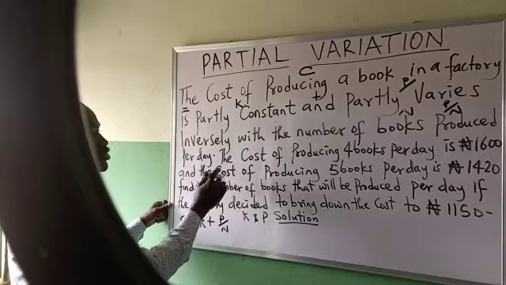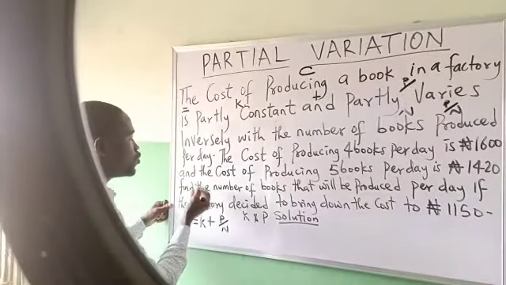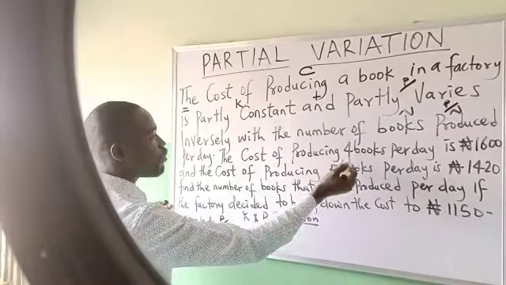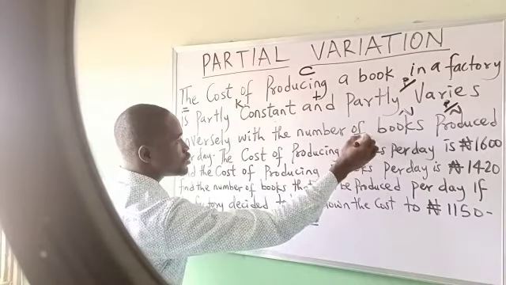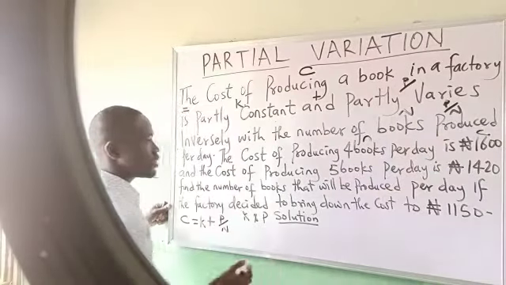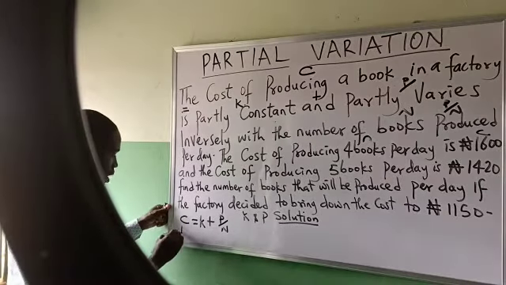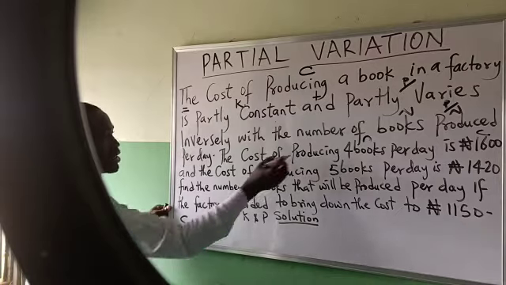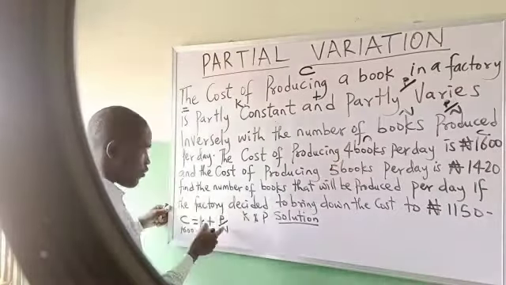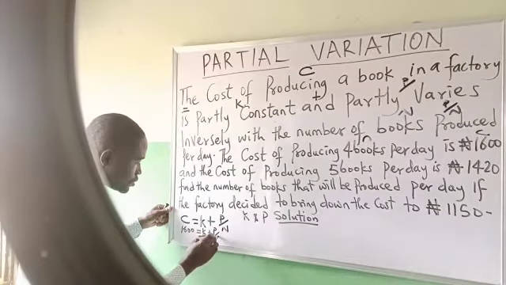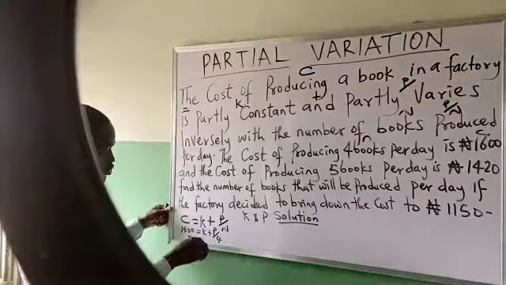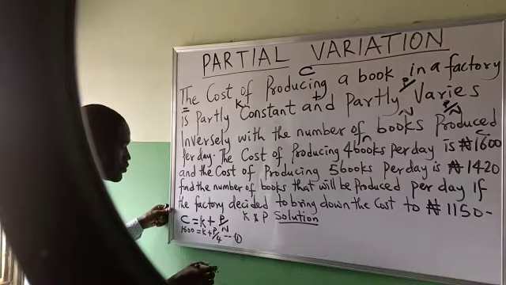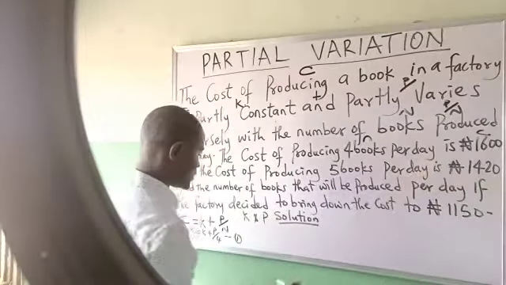So I will now go to the question. The question will now give you what you can use to get the value of the constant. The cost of producing 4 books. This is the number of books and this is the cost. So the cost is 1,600 equals K plus P over 4, since it is 4 books. I will say this is equation 1. The cost of 4 books per day is 1,600.